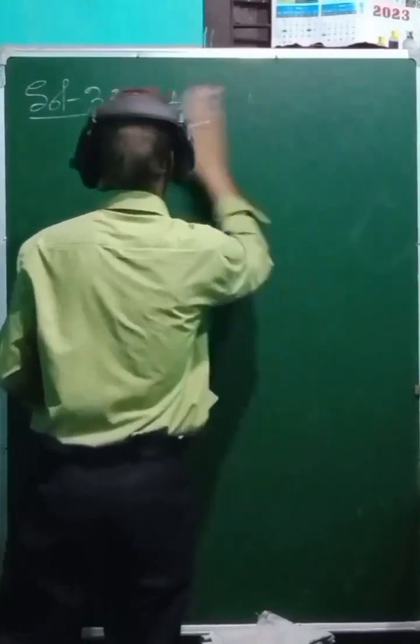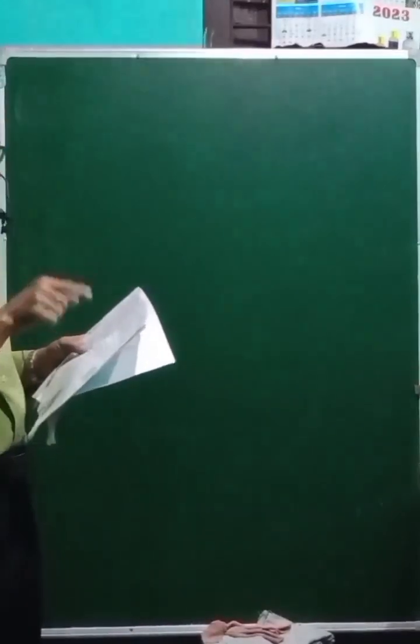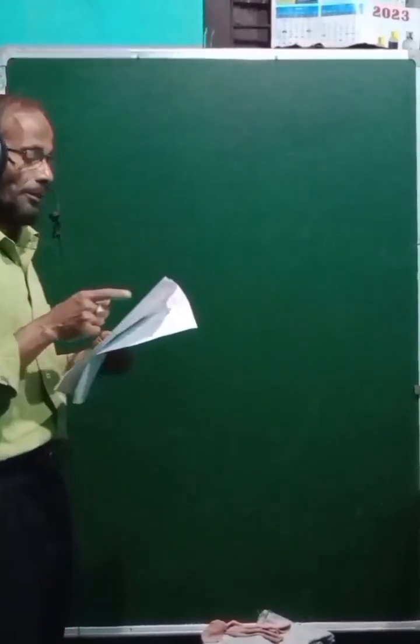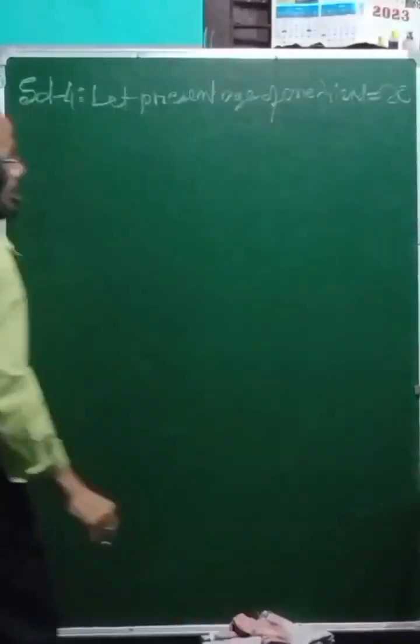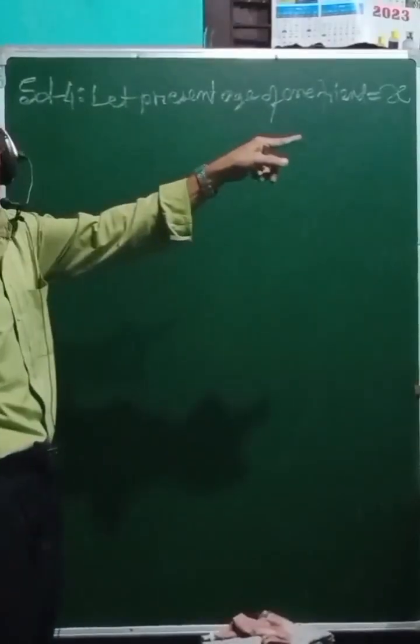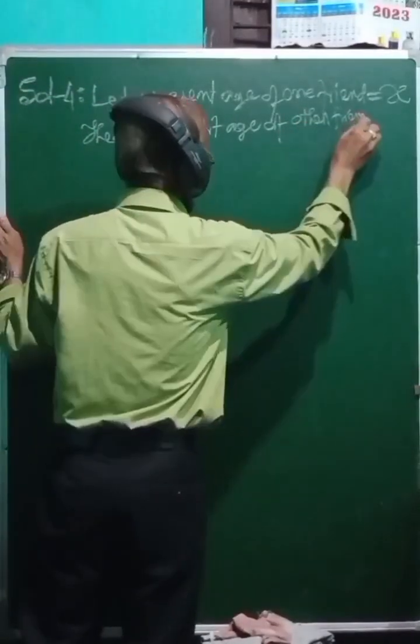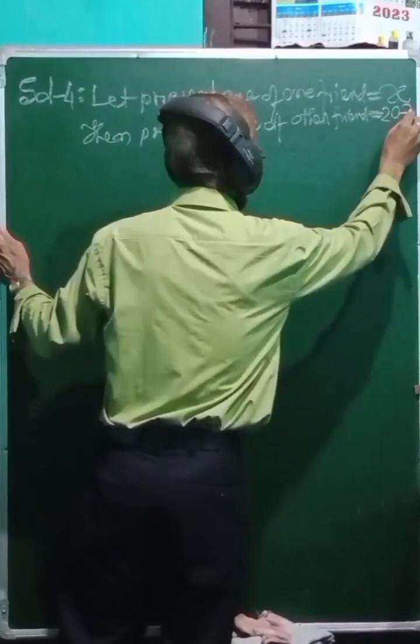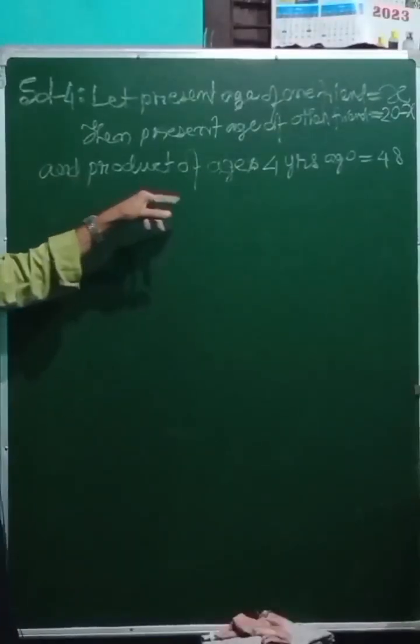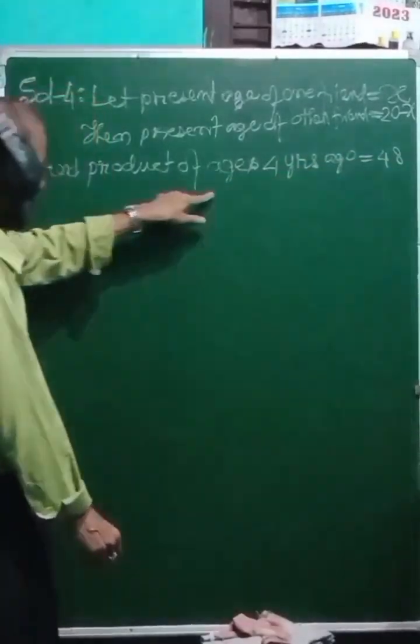Next question 4. Is the following situation possible? If so, determine their present ages. The sum of the ages of two friends is 20 years. 4 years ago, the product of their ages in years was 48. You have to justify whether this situation is possible or not in practice. Let the present age of one friend be x. Then the present age of the other friend is 20 minus x, and the product of ages 4 years ago is equal to 48. So from here you start your problem.